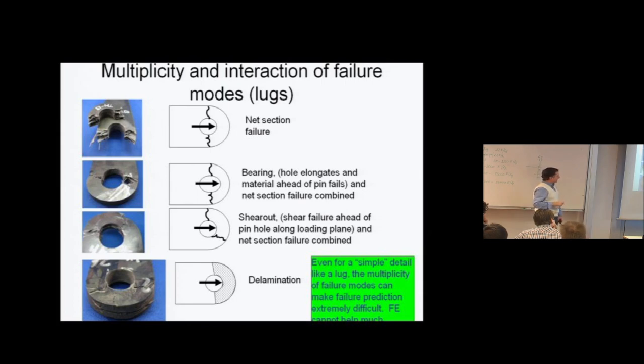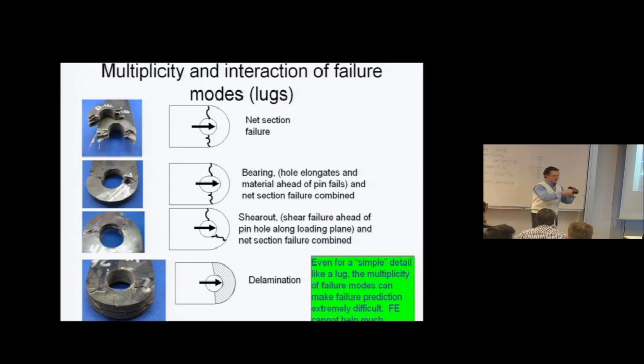And as if all this, again, were not enough, and it's hard to see here, there's a big delamination, and you will see a similar case on the part that I'm going to pass around. This one was not loaded in the longitudinal direction, it was loaded in the transverse direction. But if you look at it closely, you'll see most of the failure modes.